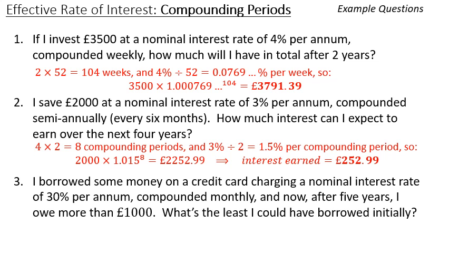For the third question, one thing that's different about this one, we don't know how much money we have at the beginning. We borrow some money and we know the nominal interest rate per annum, we know that it's compounded monthly, and we know that we've waited 5 years and now we owe more than £1,000. The question is, what's the least amount of money I could have borrowed at the beginning in order for it to have turned into more than 1,000 at this point?